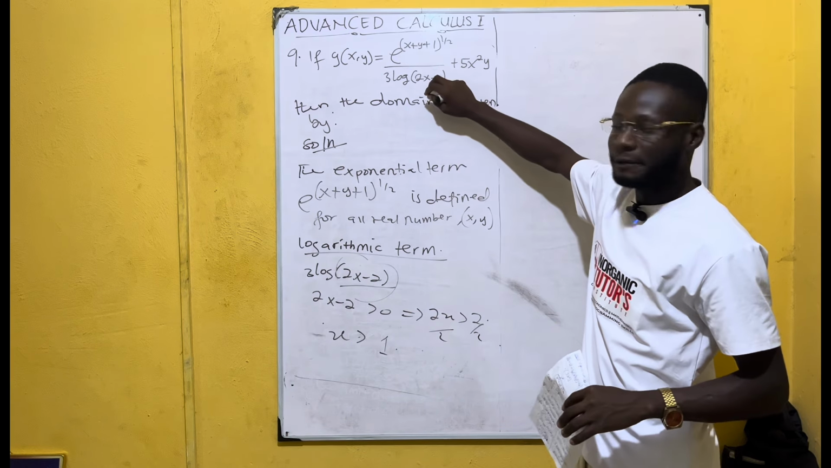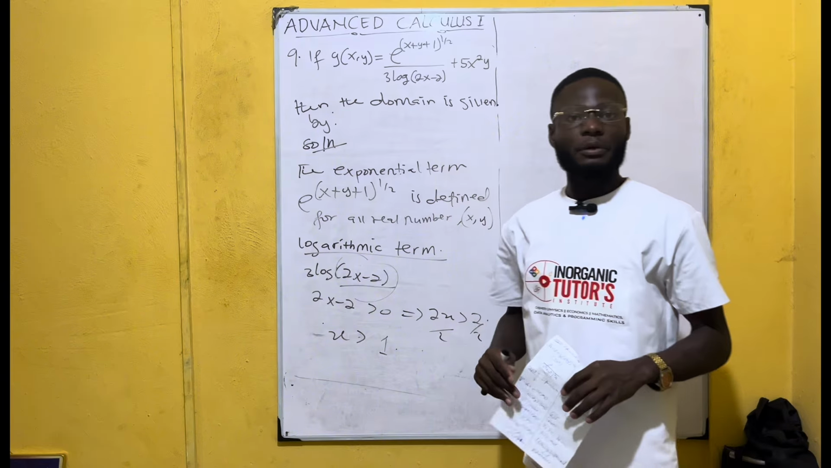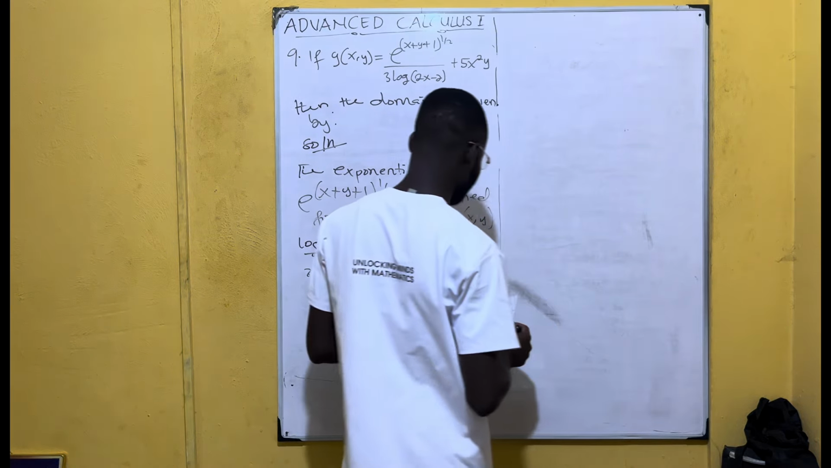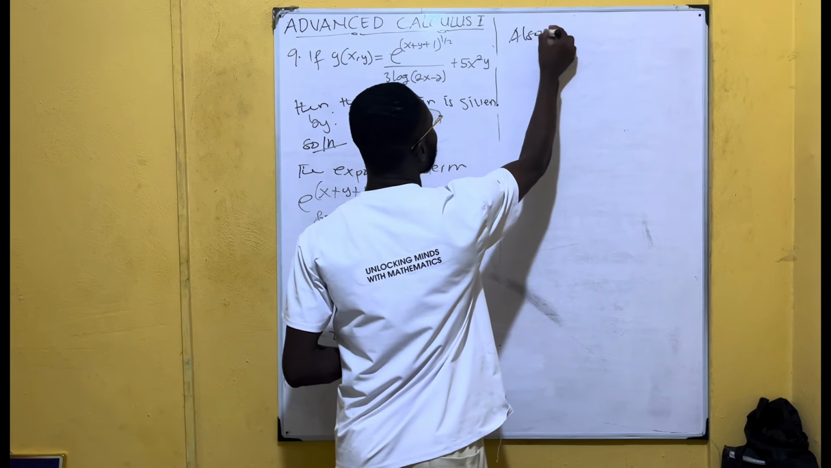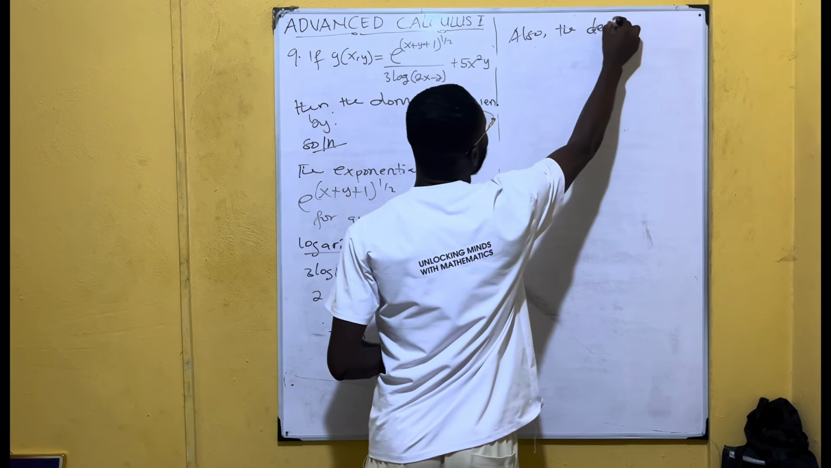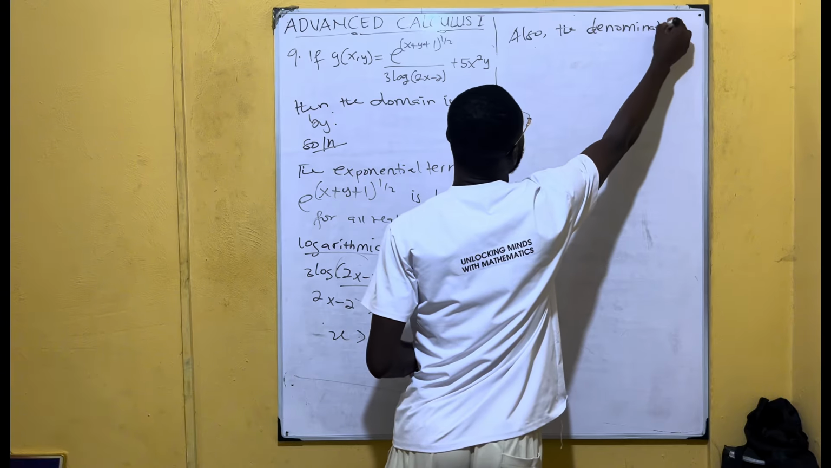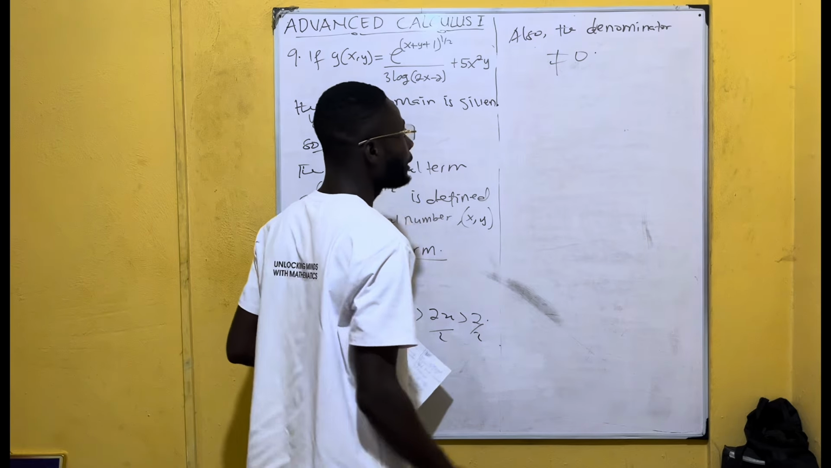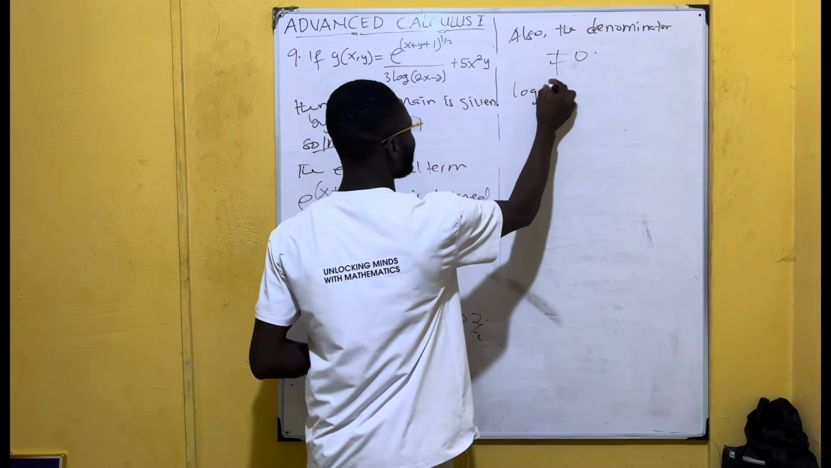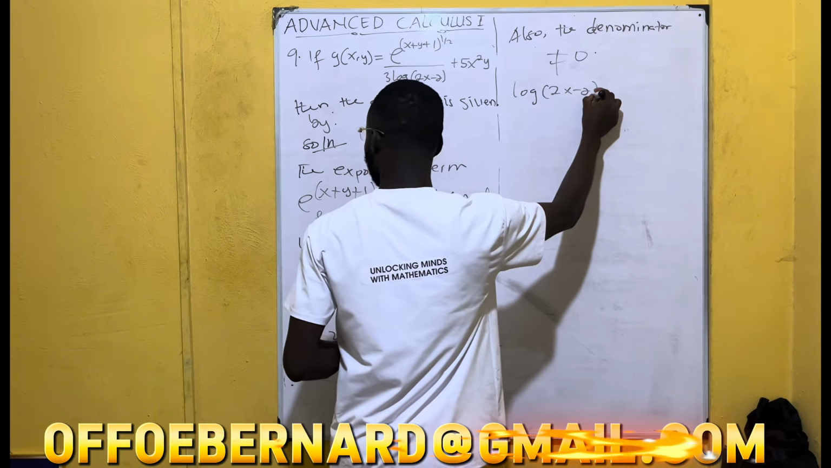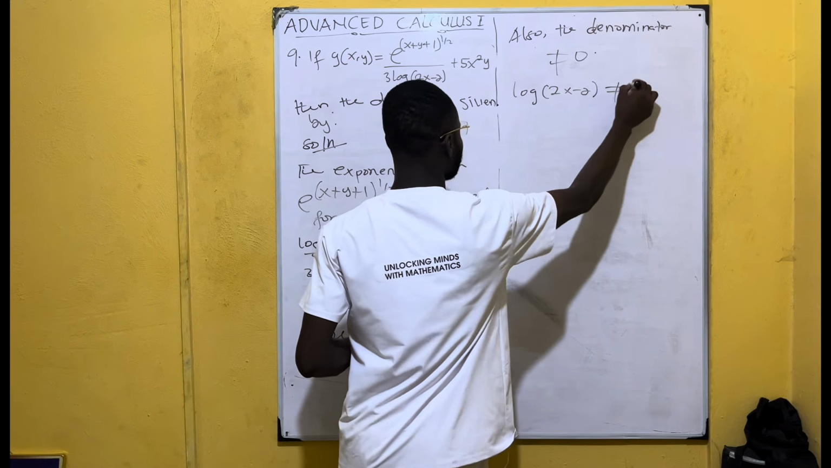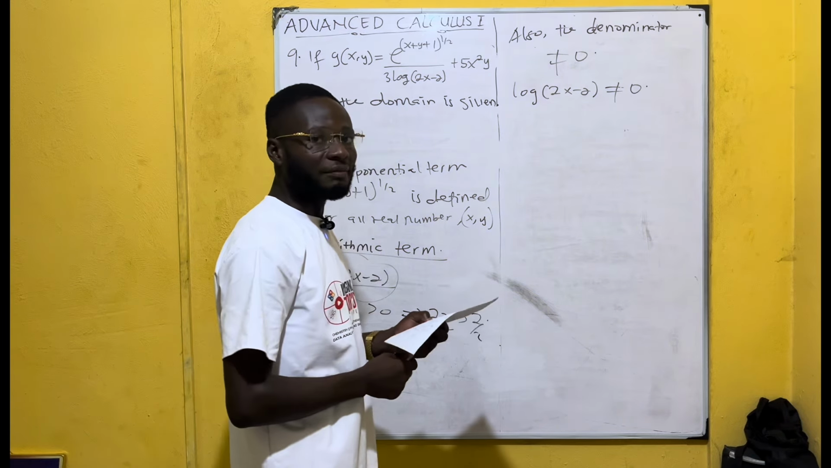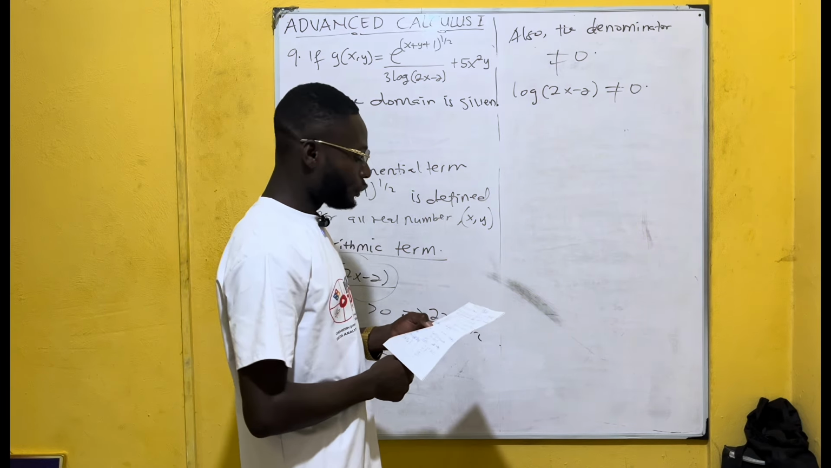2, looking at this expression, the denominator must not be 0. So, once again, the denominator must not be 0. Okay? So, we say that log into 2x minus 2, right? Log into 2x minus 2 must not be what? 0. All right? So, once again, we have 2x minus 2 to be what?